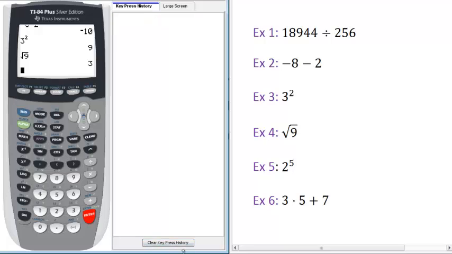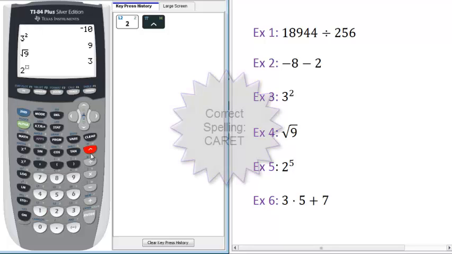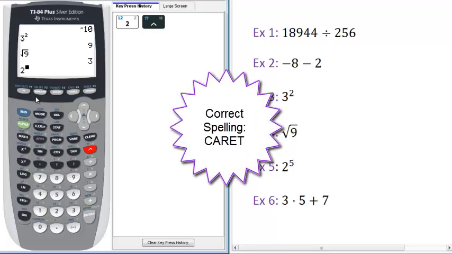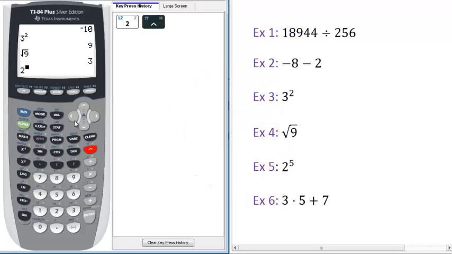Example 5, 2 to the 5th power. So we push in the base of 2. Now if we look, we see that we do not have an x to the 5th power like we had an x to the squared power somewhere. So to pick any power other than squared, the easiest way to do it is to push the caret button, that's spelled C-A-R-E-T. Notice that it told my calculator that I'm picking a power. I just need to put in the 5th power.